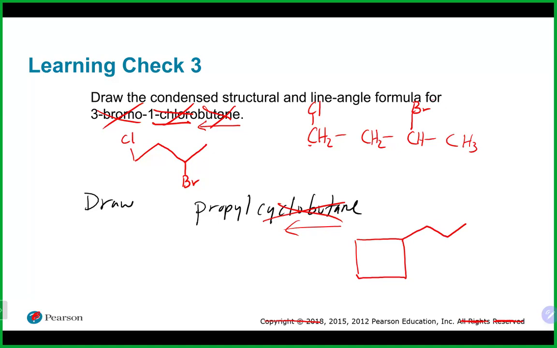You could also obviously do those guys in more of a condensed form. This would be the line structure. Condensed would look something like this. Technically speaking, it looks something like this, with a little CH2, CH2, and CH3, for example. Any questions on that? Okay.